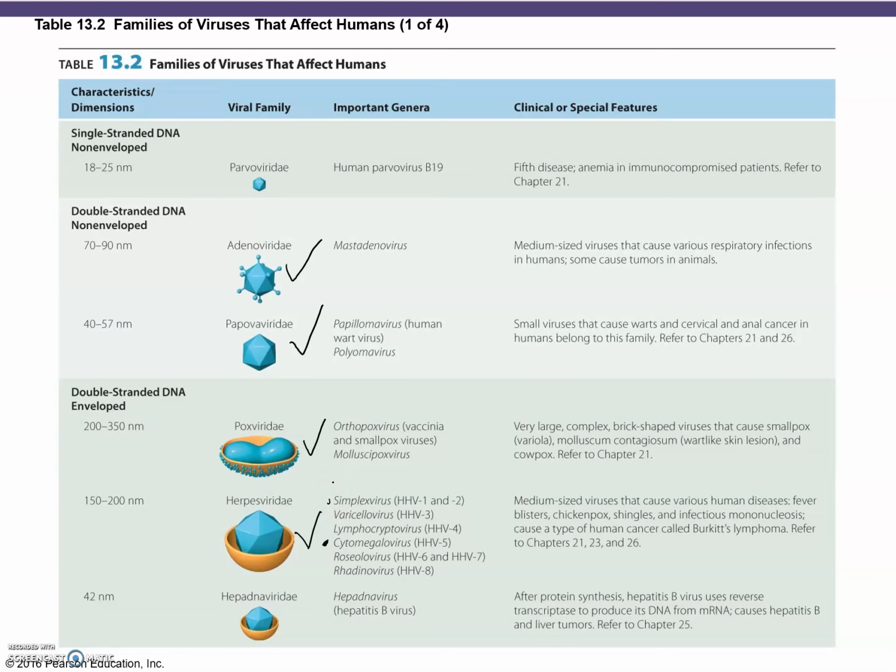Then the Hepadnaviridae, very important. The hepatitis B virus, of course. So we're going to have to check this one off too.